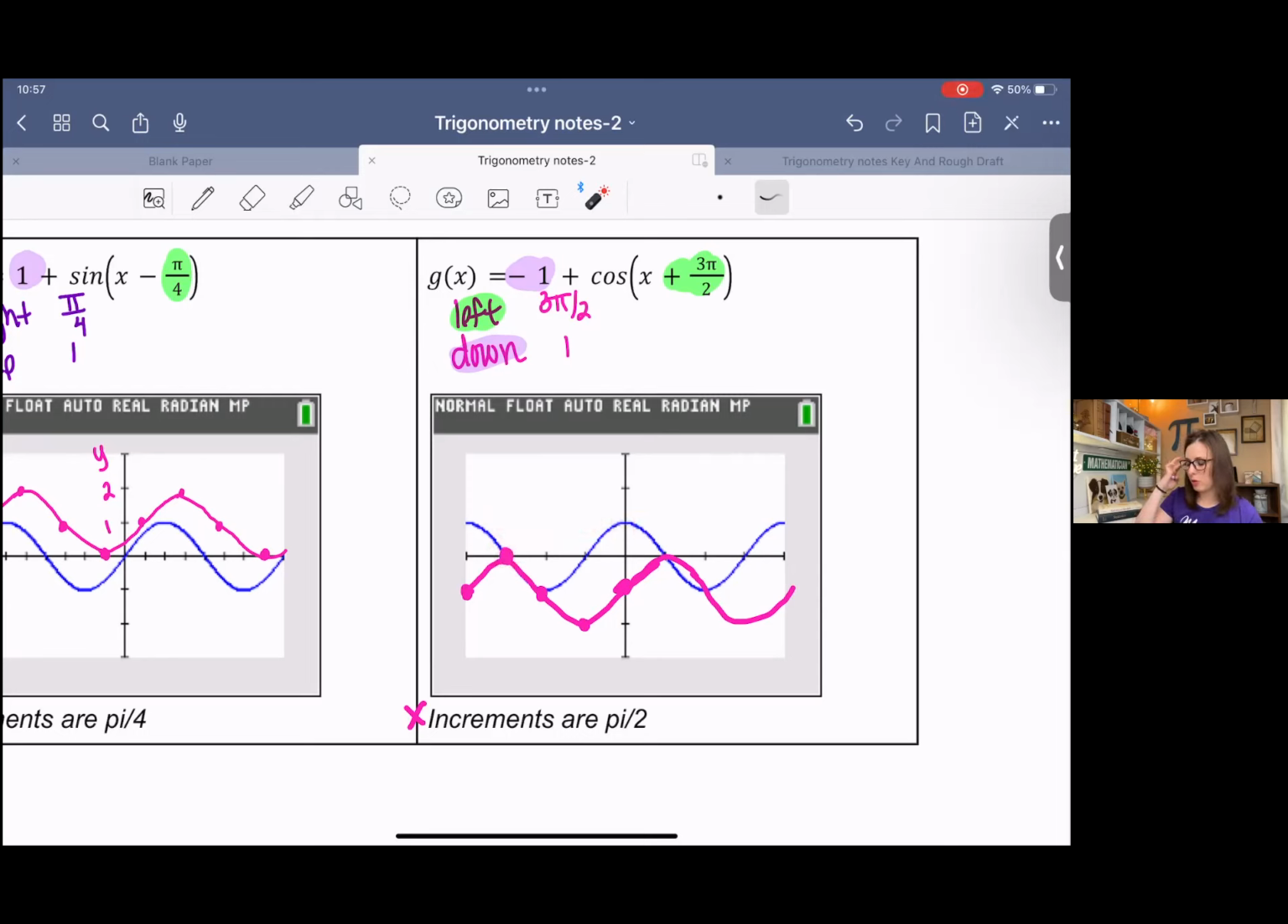Then I did that for this one. I go left 3 pi over 2. That's 1 pi over 2, 2 pi over 2, 3 pi over 2, down 1. So that's another point. And then you just do that for as many points as you need. Draw that sketch. You can see I only did 1, 2, 3, 4, 5 points. And then I just kind of continued the rest since it's just a sketch. And that's what it looks like.